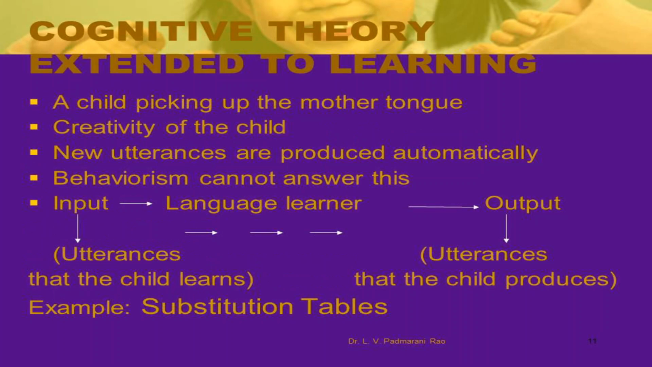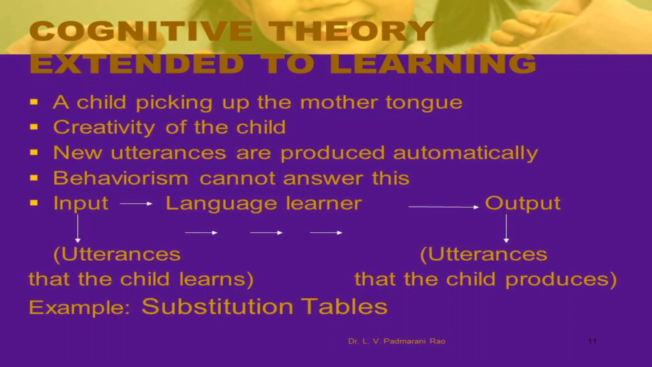The cognitive theory is extended to the learning of a language. A child begins to learn a language from the age of 2 and masters the language by the age of 4 or 5 and develops mastery in all the four language skills of listening, speaking, reading, and writing. She or he makes no errors in the use of the mother tongue at all.